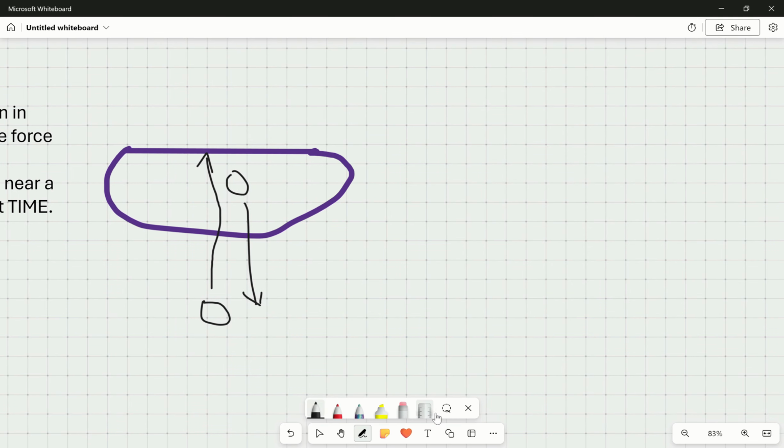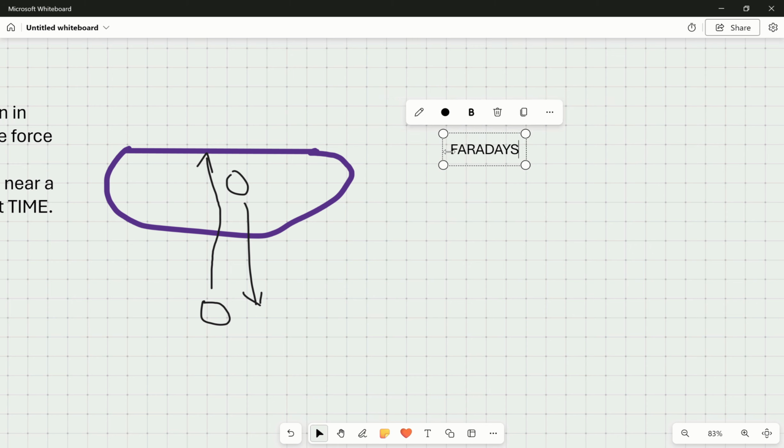What is it called? Where is the text? Yeah, text man. Faraday's law. Yeah.